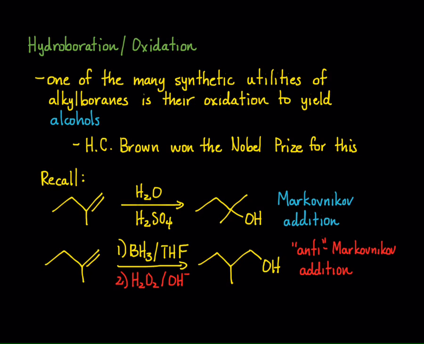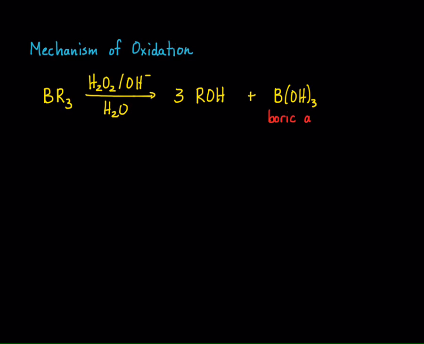So let's take a look at the mechanism of that oxidation. We already know how trialkyl boranes form, right? So assuming we have a trialkyl borane, we've reacted an alkene with borane and it's gone through multiple hydroborations. And so now I take this trialkyl borane and I react it with hydrogen peroxide in the presence of hydroxide, and I get 3 equivalents of alcohols, so 3 ROHs, and boric acid as a byproduct.